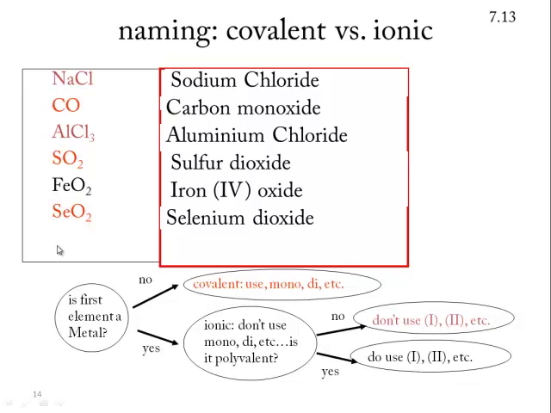And here's the flow chart. Look for a metal. If it's just a metal, call it iron. If there's other stuff with it, it's probably going to be an ionic compound. And so in that case, if the answer is yes, then you'd never use the mono, di, tri. And you do use the 1, 2, 3s if it is multivalent. And the covalents are a little simpler. We use mono, di, tri, but never in the beginning. We don't say monocarbon dioxide. We just say carbon dioxide.